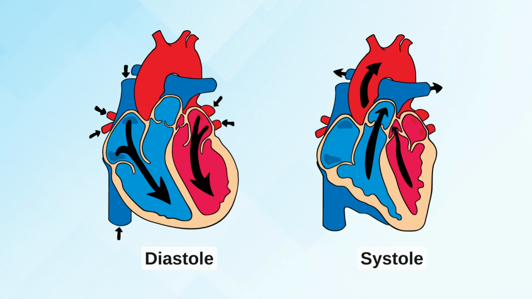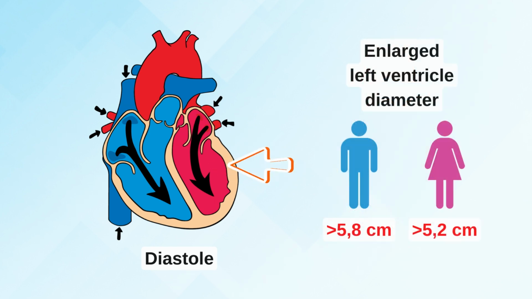Systole is when the ventricle is contracting, diastole is when the ventricle is relaxing. And when we see that the ventricle is relaxing and the diameter of this left ventricle is bigger than 5.8 centimeters in, for example, men, and 5.2 centimeters in women, then this is also a sign of heart failure. So the diameter is enlarged.